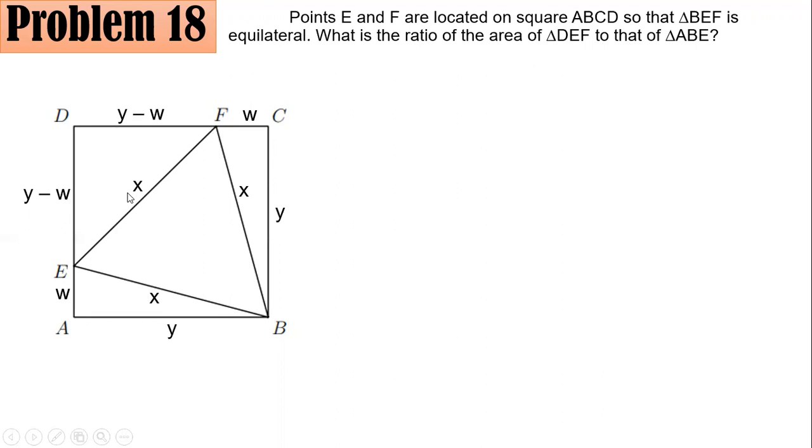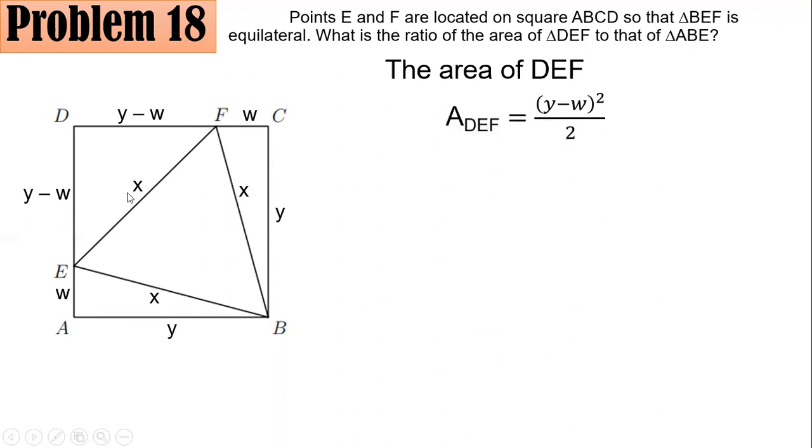Now, there are many ways of doing this. Maybe you have a better way as well, but I'll present mine. Now, the area of triangle DEF is, remember, base times height divided by 2. So y minus w times y minus w all over 2. So this is the one.